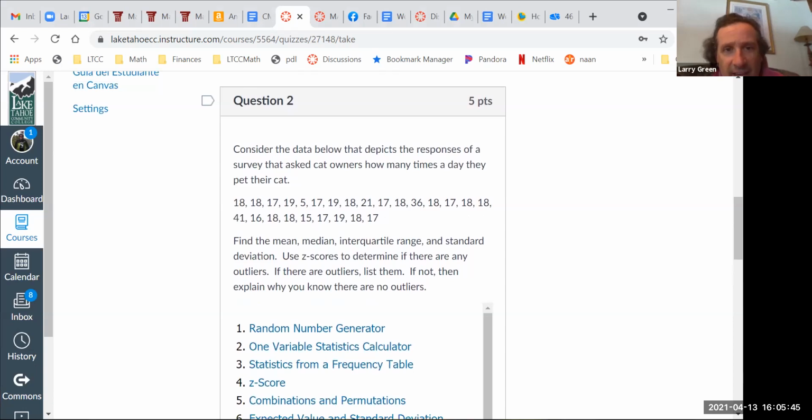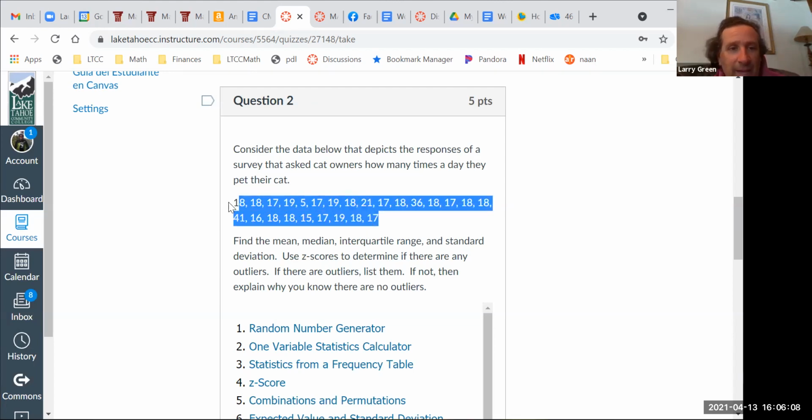Consider the data below that depicts the responses of a survey that asked cat owners how many times a day they pet their cat. And here we go, a bunch of data values. Find the mean, median, interquartile range, standard deviation. Use z-scores to determine if there are any outliers. If there are outliers, list them. If not, explain why you know there are no outliers.